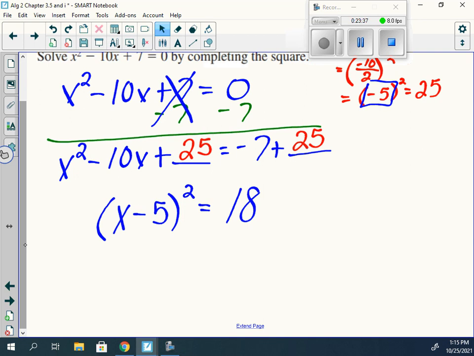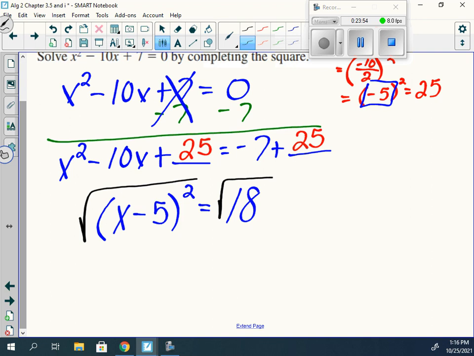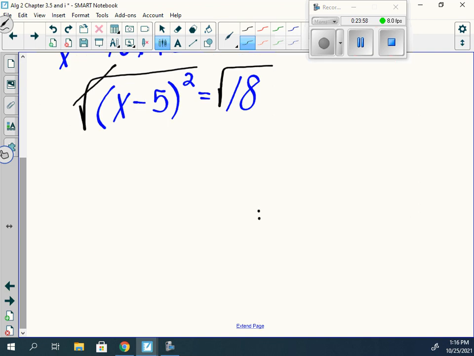So by doing this step, and really what we did here is the completing the square steps, we now have it set up in a form where I have a set of parentheses squared is equal to 18. Now we can use the square root method, which means we would square root both sides. And here the square root and square would cancel, leaving me with x minus 5 is equal to plus or minus.